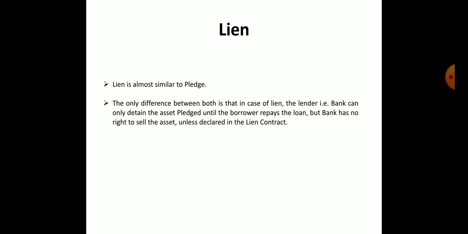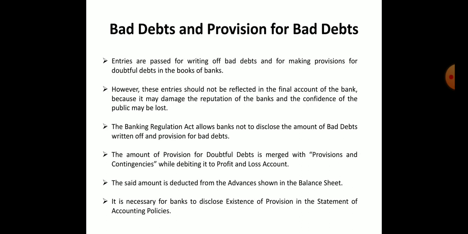In pledge, the banker can realize the amount by selling the asset, but in this case, they do not have a right to resell the asset to recover the amount of loan unless otherwise mentioned in a lien contract. So there are some provisions regarding bad debts and provision for bad debts. Entries are to be passed for writing off bad debts and for making a provision for doubtful debts in the books of the bank.